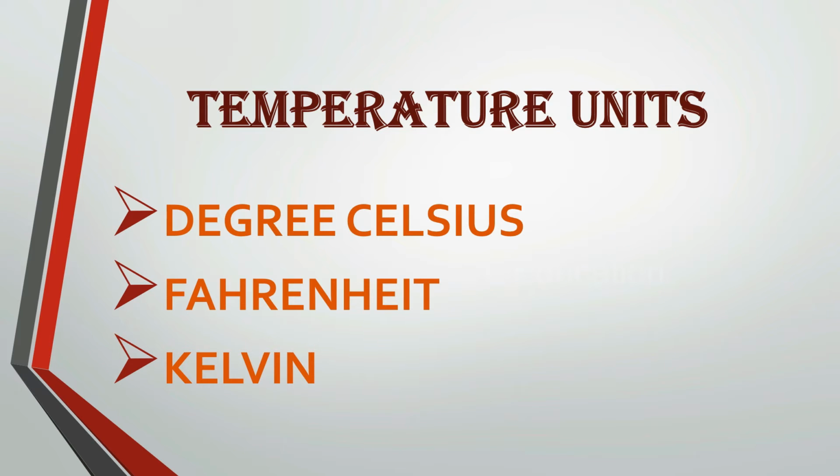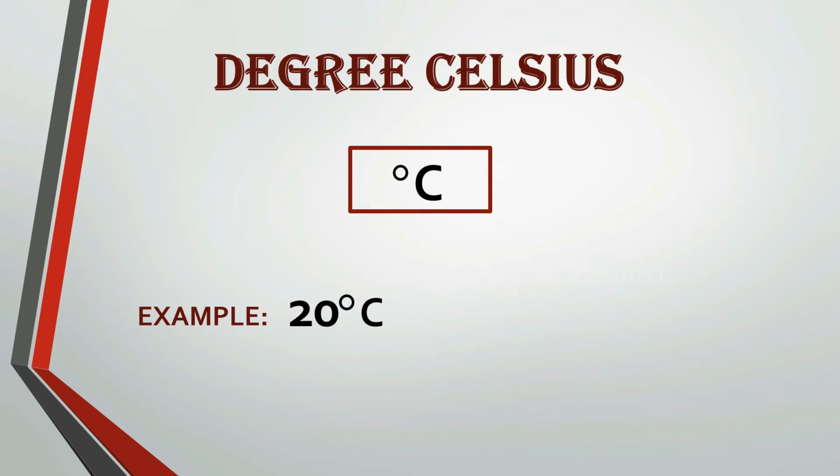Let's see the temperature units. There are three temperature units: degree Celsius, Fahrenheit and Kelvin. Degree Celsius. Celsius is written as degree C and read as degree Celsius. For example, 20 degrees C. C means Celsius or centigrade.